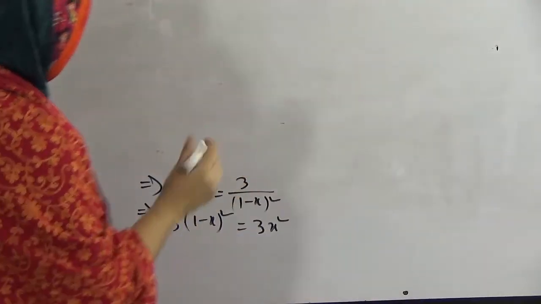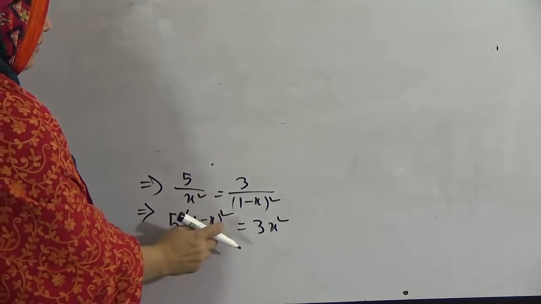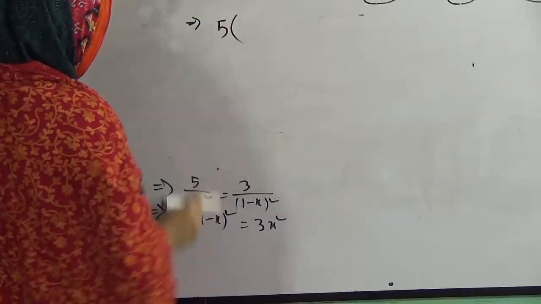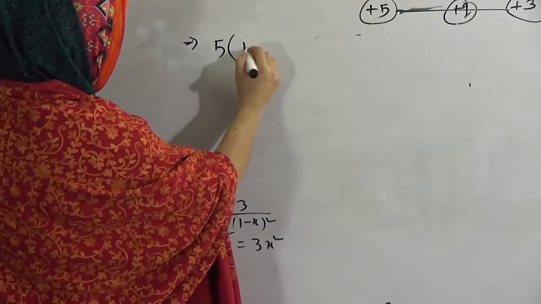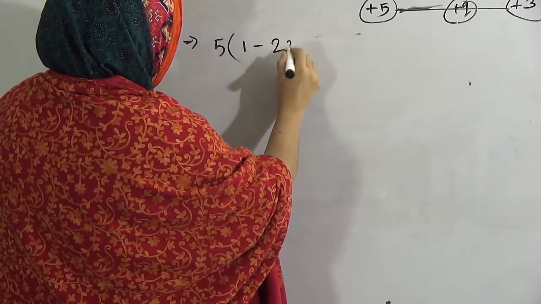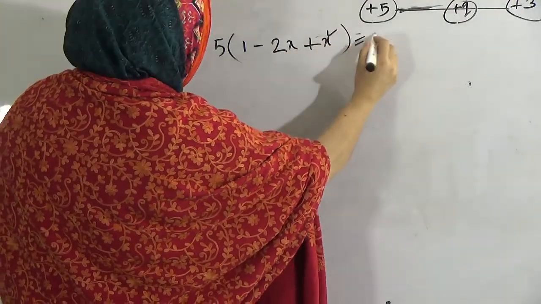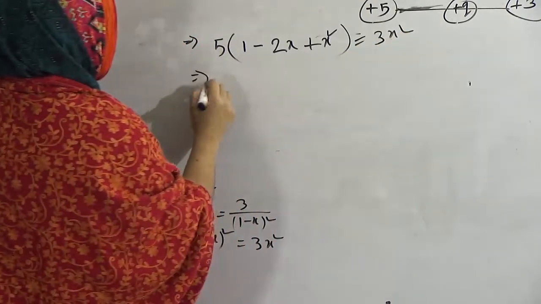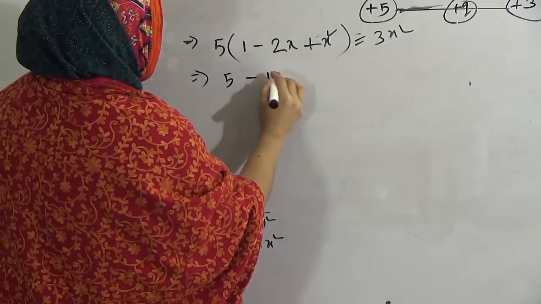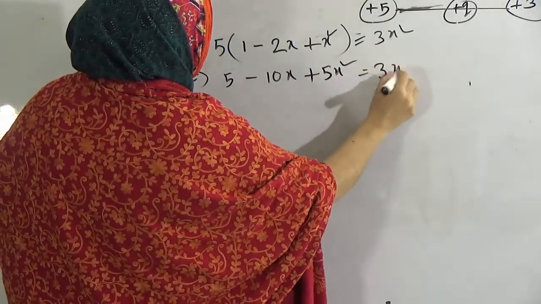Now write this one: 1 minus x whole square. That means the (a minus b) whole square formula. Use the (a minus b) whole square formula. So 5 into (a minus b) whole square, that means a square minus 2ab plus b square, equals 3x square. Now do the multiplication: 5 minus 5 twos are 10x plus 5x square equals 3x square.